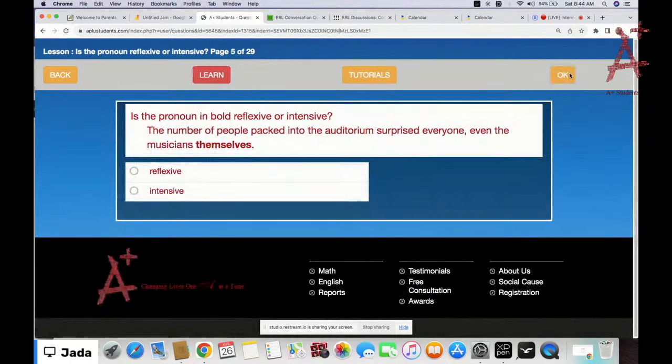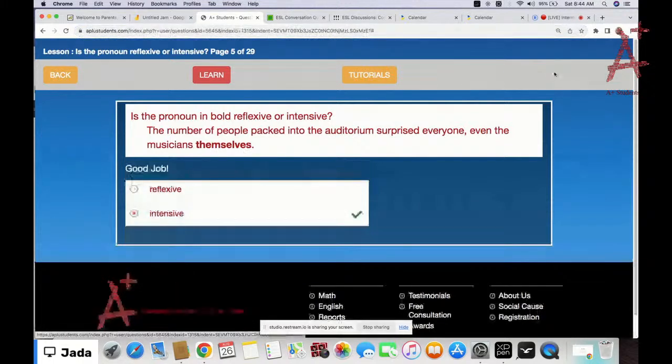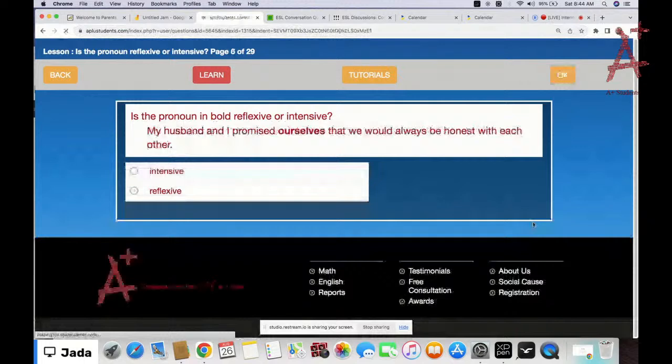The number of people packed into the auditorium surprised everyone, even the musician themselves. Yes, you cannot change anything, Patch. That's it. This one also is intensive because we had it in the tutorial.